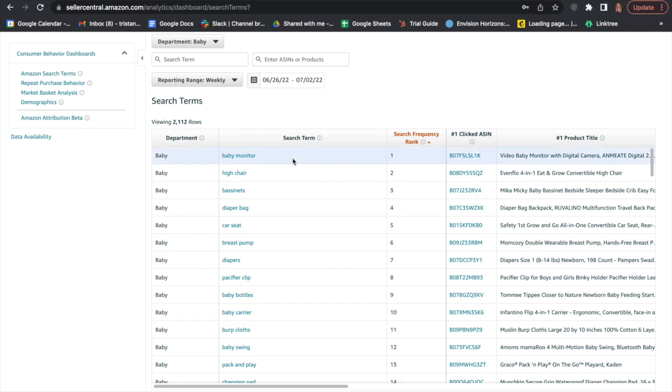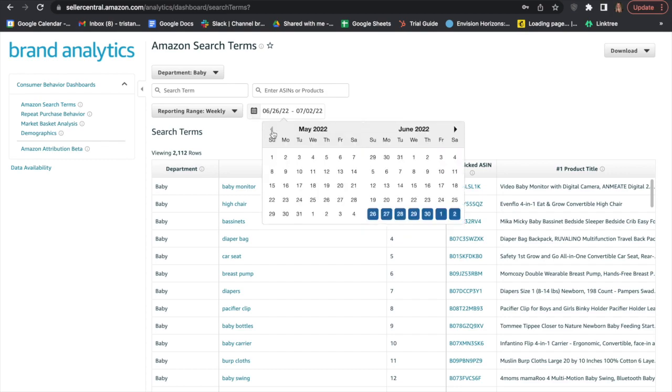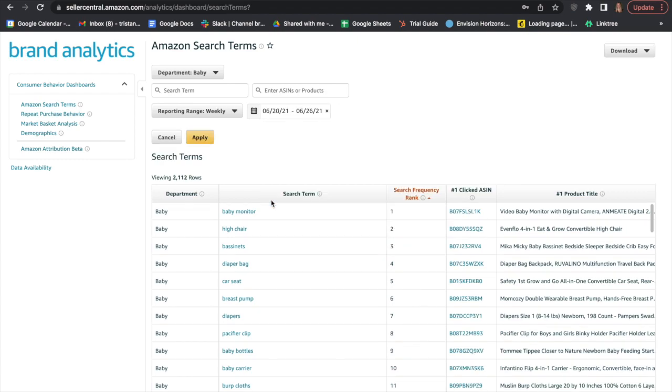So baby monitor is the most searched, followed by high chair, bassinets, diaper bag, car seat, breast pump, diapers, pacifier clip, baby bottles, baby carrier. The list goes on. If I want to compare this to last year, I'm going to go all the way back to June 2021. Prime Day was the 21st and the 22nd of June, so I'm going to look at this week of the 20th.